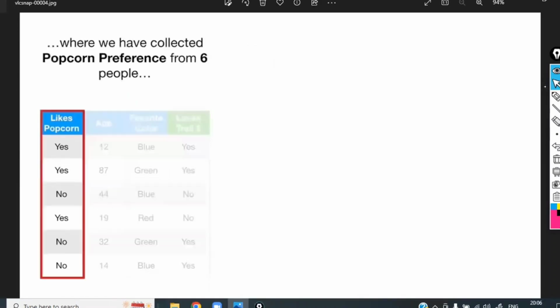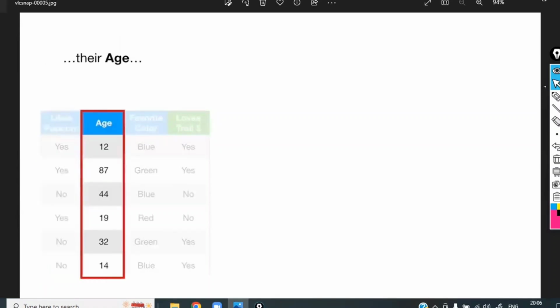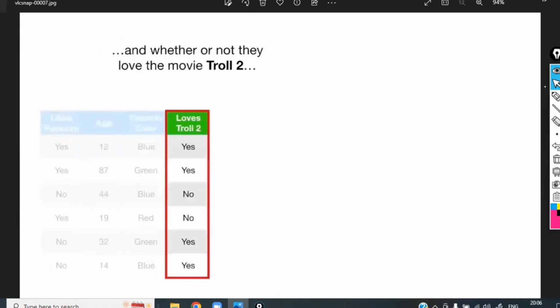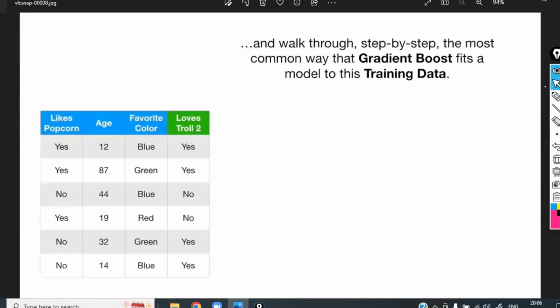For this training data set, I have 6 records based on whether the person will like the popcorn or not, what their age is, their favorite color, and whether they love the movie Troll 2 or not. This is the small data set of 6 records. Now, we are going to move on to the step by step.